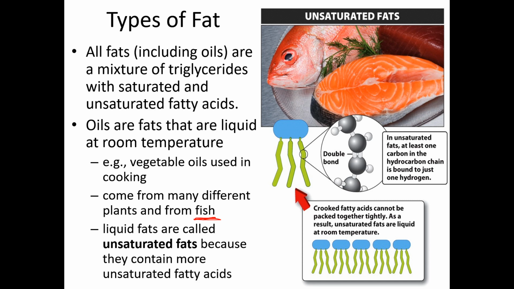So fats that are liquid at room temperature are called unsaturated fats because they have more of these unsaturated fatty acids. And if you remember, the unsaturated ones had those kinked tails, so they can't pack tightly together. And because they can't pack tightly together, they can't turn into a solid easily. They stay liquid at room temperature.